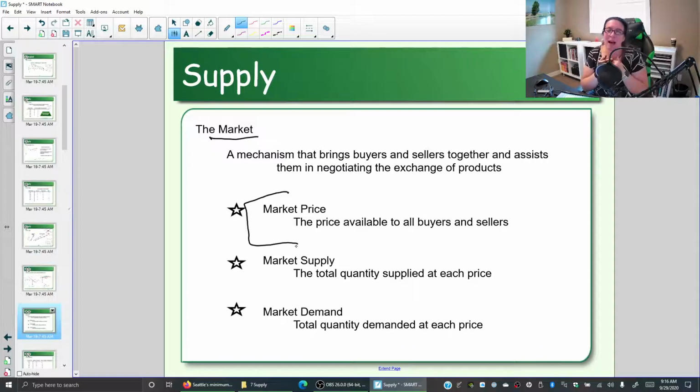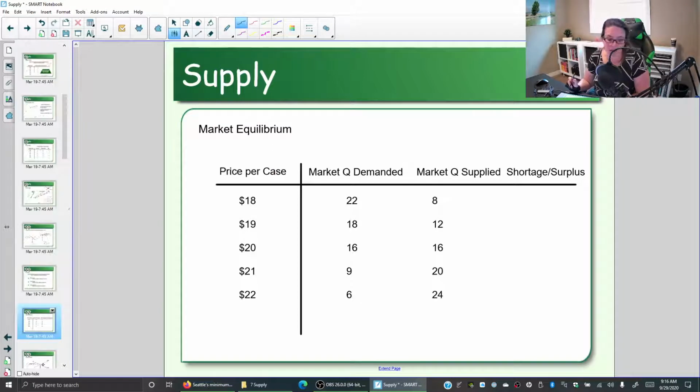So we want to look at how do we get to this equilibrium or market price? How do we get to that price that you actually pay when you are at the store? So let's go back to the craft beer example we were looking at in the previous video. So here we have quantity demanded and quantity supplied at different prices. So we want to look at what happens at these different prices.